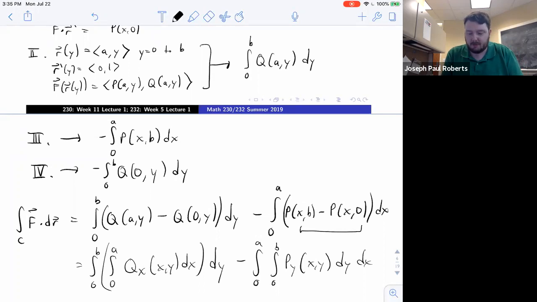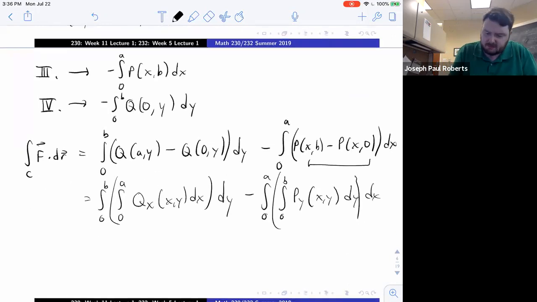And then you put that all together with the fact that for these rectangles, you could switch the order of integration without any trouble, to get that this really is the double integral over that rectangle R of Qx minus Py.